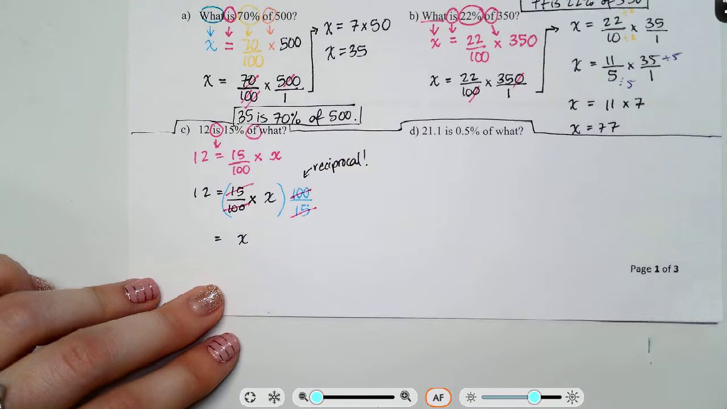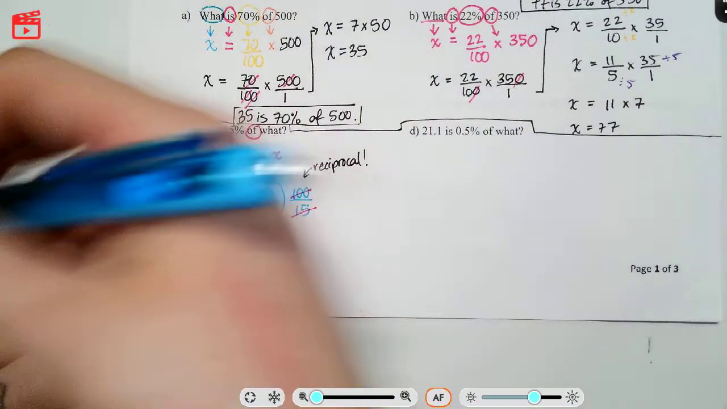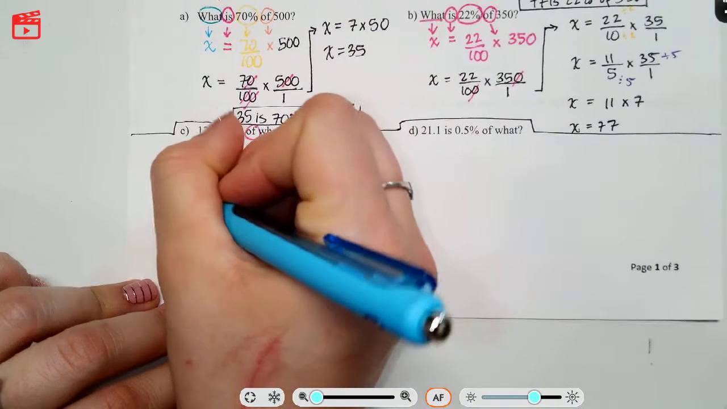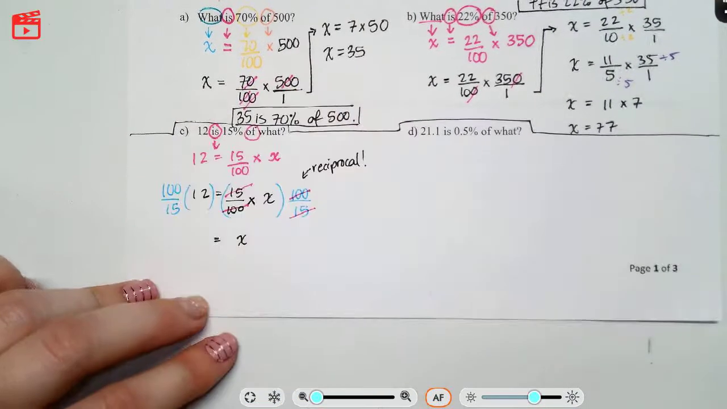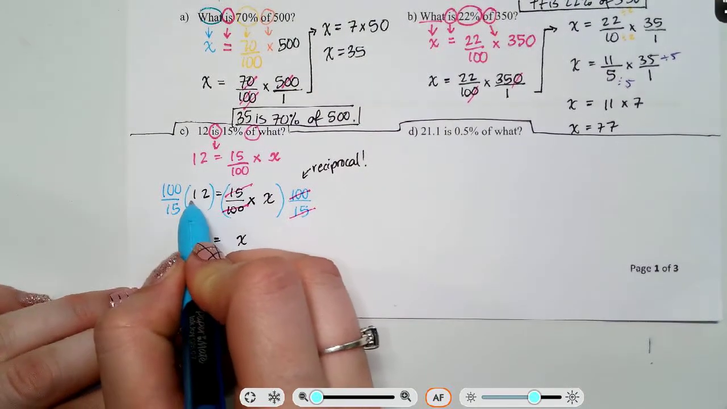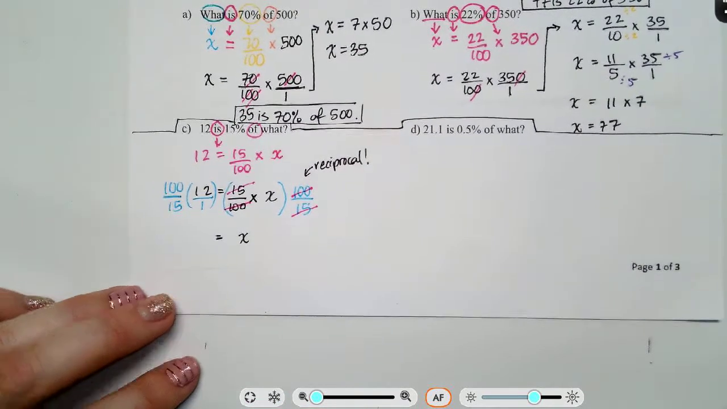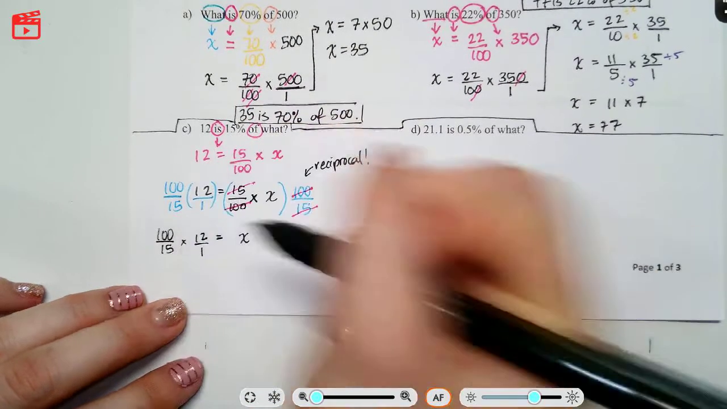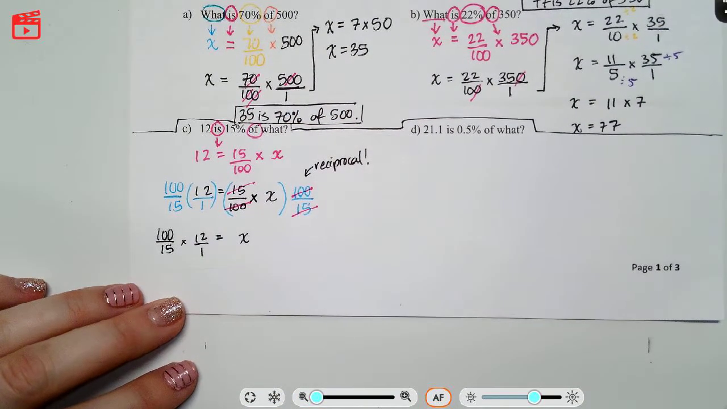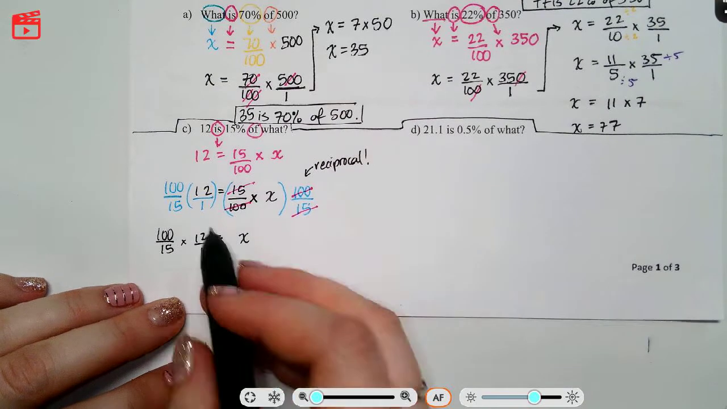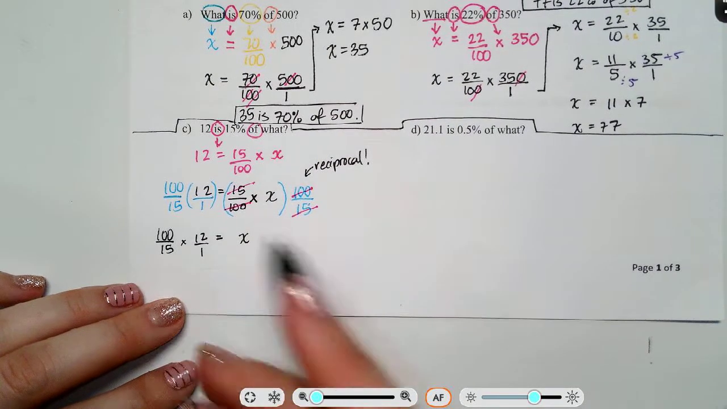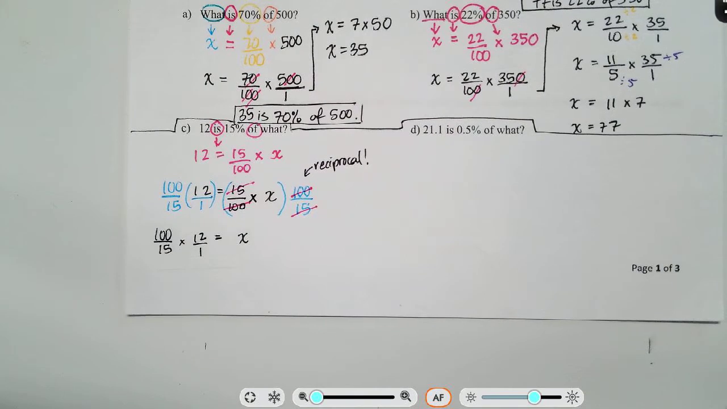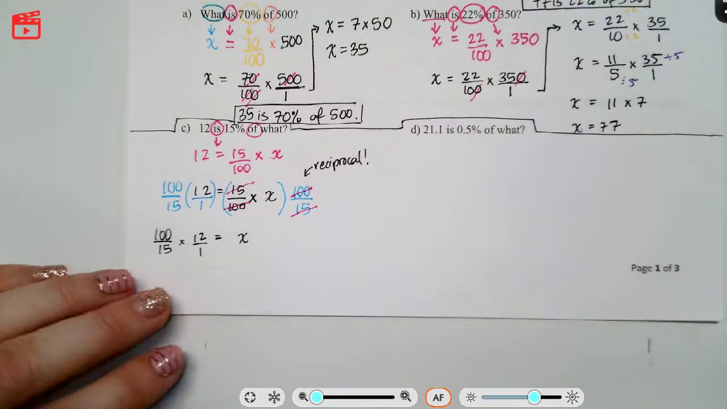Right? But by the rules of equations, I need to multiply the other side by the same thing. And with 12, remember, we can write that as over 1. So I have 100 over 15 times 12 over 1. Can I simplify? Well, 15 and 12 don't have anything in common. But can 15 go into 100? Well, it can't go completely into 100, but they're both divisible by 5.